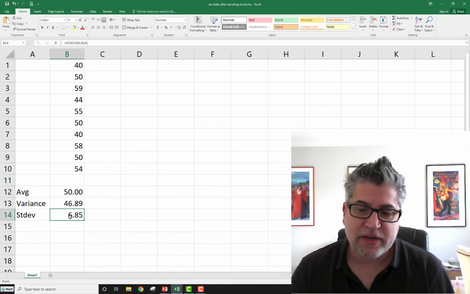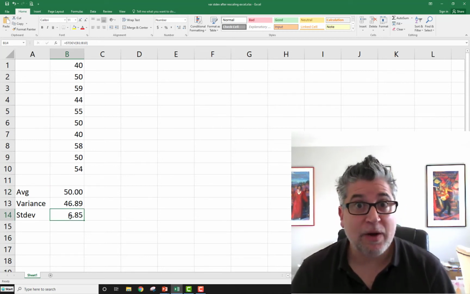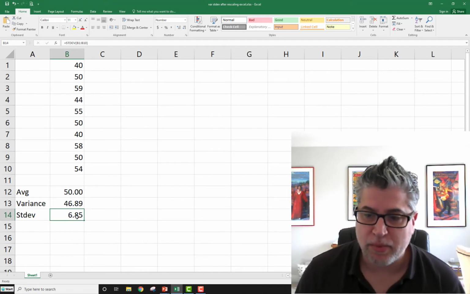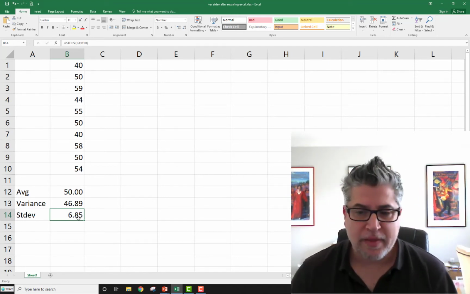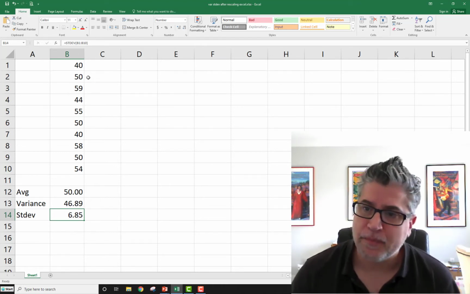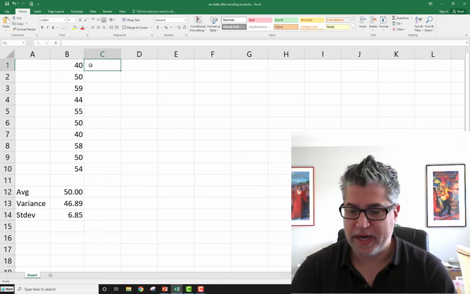We should see the standard deviation also doubling because that one scales up proportionately as well. So we should see something like 13.9. And then for variance, we're going to get something very, very weird. Okay, so let's rescale our data.